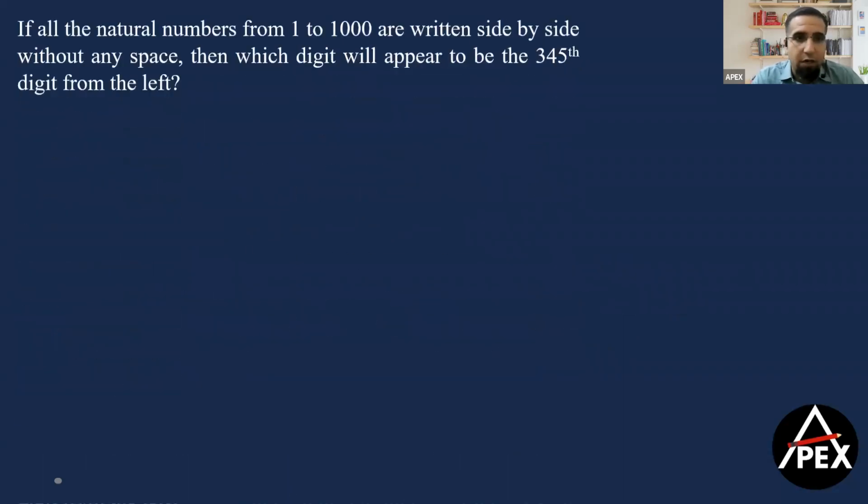Now let's look at this, guys. This question says, if all the numbers are written from 1 to 1000 side by side, which digit will appear as the 345th digit from the left? Now, from 1 to 1000, I write my numbers from 1 to 9. When I write numbers from 1 to 9, I write 9 single-digit numbers into 1. That means I have written 9 digits.